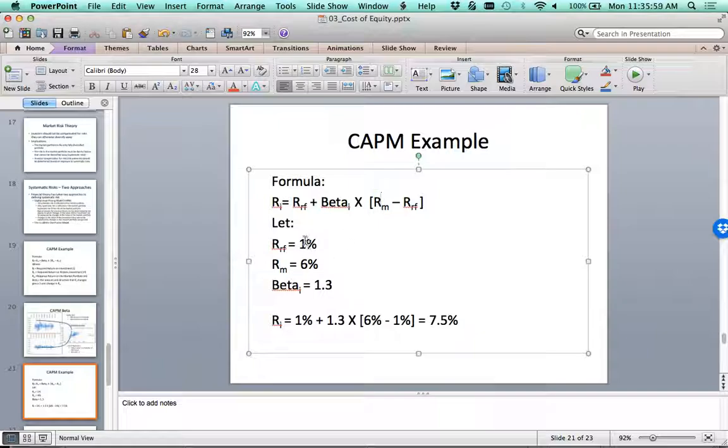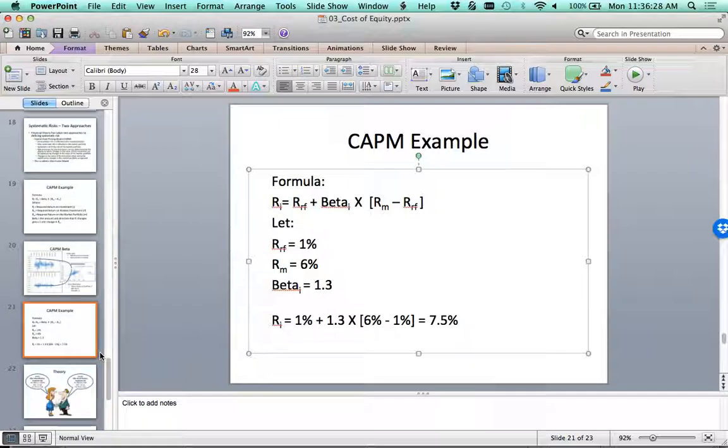So we've got a return of 1% for the risk-free rate, a return on the market of 6%, and a beta of 1.3. So it's 1%, plus 1.3 times (6% minus 1%, or 5%, that's the market risk premium). So it's 1.3 times 5, right? That's 6.5 plus the 1 equals 7.5. And so we've just solved for the required return on that stock according to the CAPM.